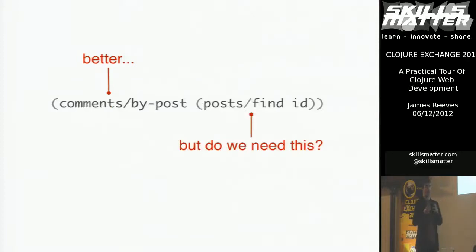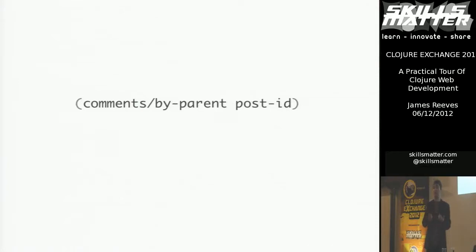So maybe we want to change this and instead put it in the comments namespace. So we have a comments namespace, and we find comments by a particular post. And in the post namespace, we have this find method, which actually finds a particular post. So this seems a little bit better, but do we need to grab the whole post in order to find the comments for that post? Well, actually, we probably just need the ID. So now we get something which looks maybe slightly more Clojure-y.